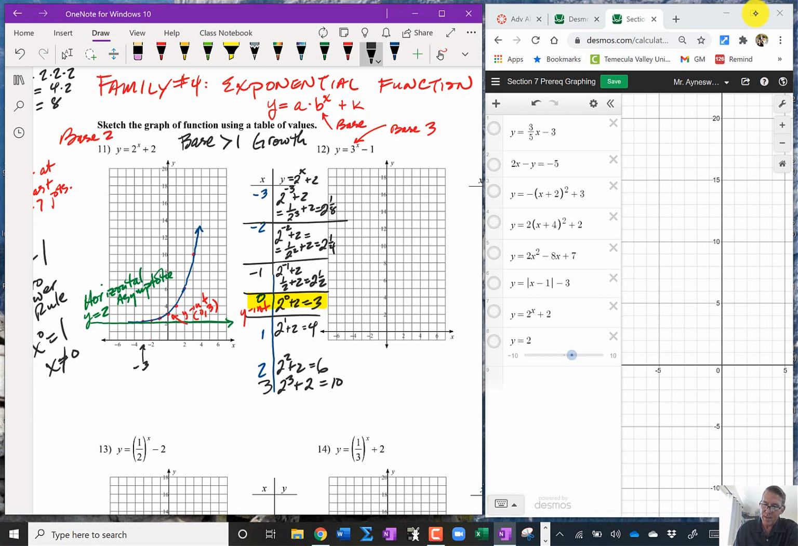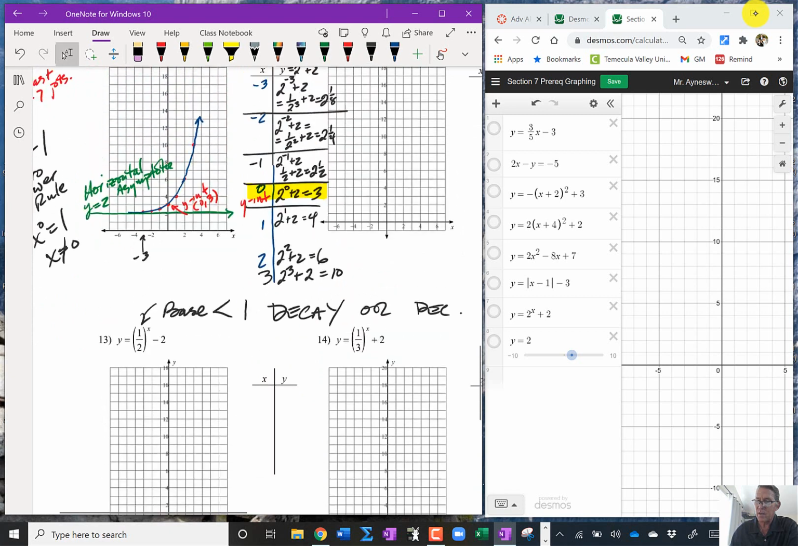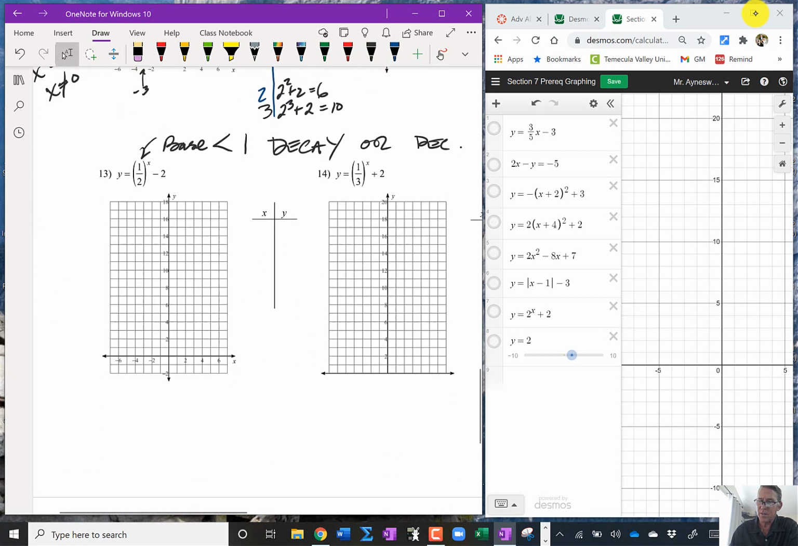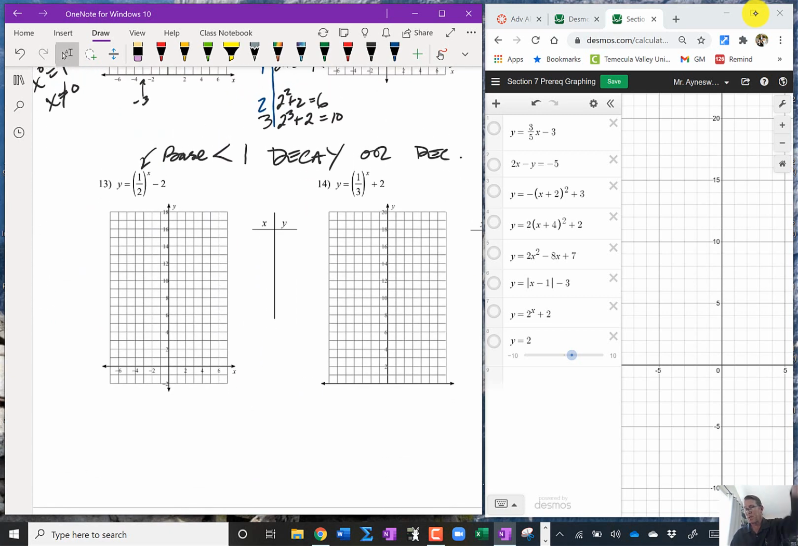Alright, when the base is less than 1, it's called a decay function. Okay? Decay function. So it's decay or decreasing. And then we're going to experience that. So let's do, you guys do number 12 on your own. Let's do 13. This is the last one.